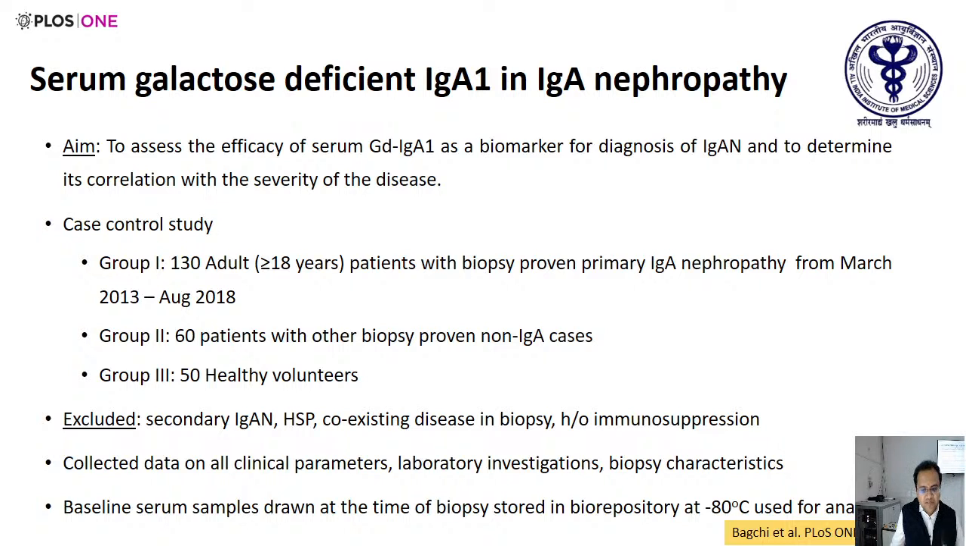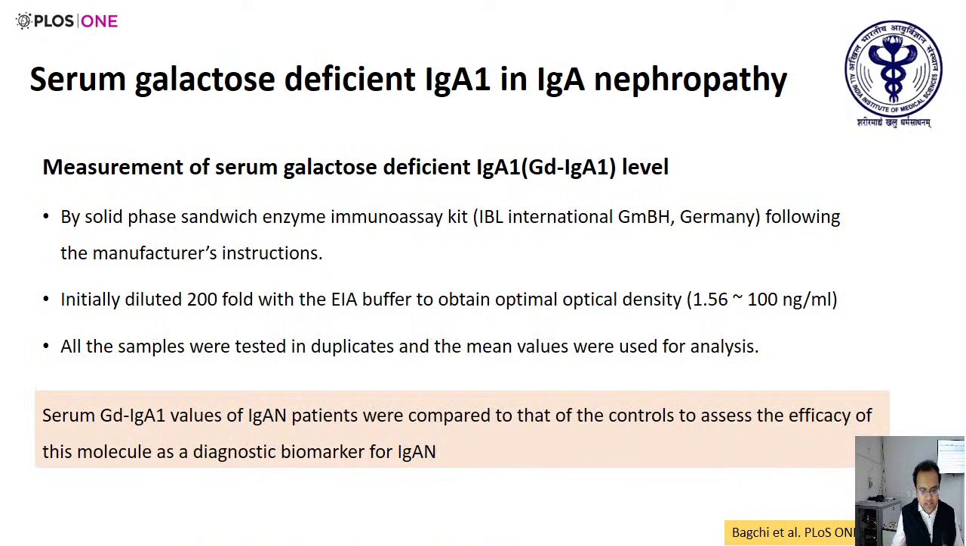And the galactose deficient IgA was measured from serum samples which were stored in a biorepository at -80 degrees Celsius. The kit which was used was a solid phase sandwich enzyme immunoassay. So this was the first time a large study was done using a non-lectin based kit, and this is probably one of the first studies where it has been validated across the world, and thereafter multiple studies have proven its use for galactose deficient IgA per se.